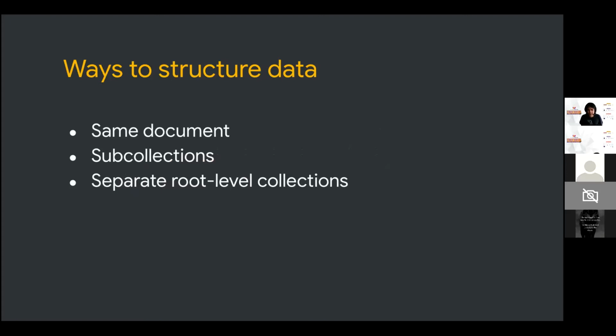Just to summarize, there are three ways. One would be storing the information directly on the same document, which is useful when there is data that most of the time we want to display together with the same document, like the top reviews and stuff like that.